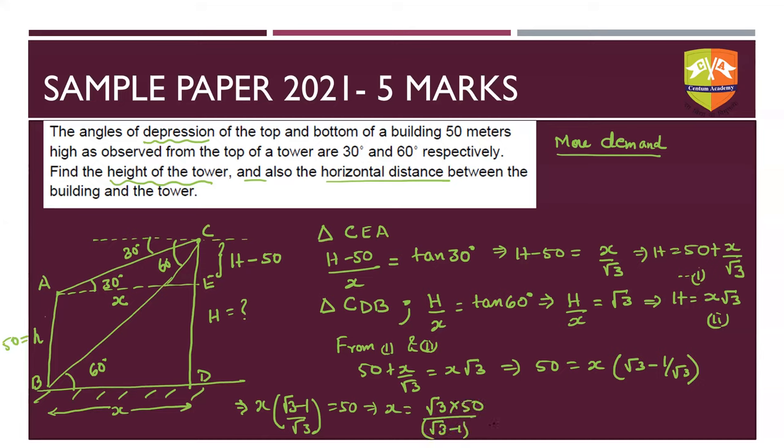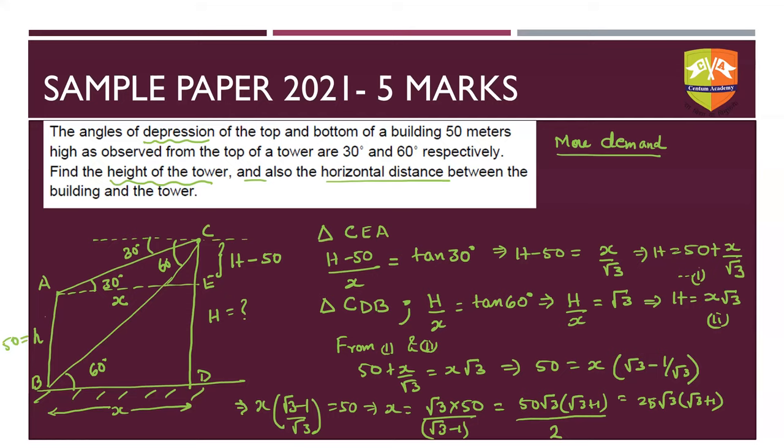So this means X is root 3 times 50 upon root 3 minus 1. And you have to rationalize the denominator. So 50 root 3 into root 3 plus 1, and I'm writing directly, you can write the steps as well. Divide by 2. So this is 25 root 3 into root 3 plus 1, my X. Did I do some error? X is 25 root 3. Oh, you are getting some different answer. Wait a minute. Let me see.